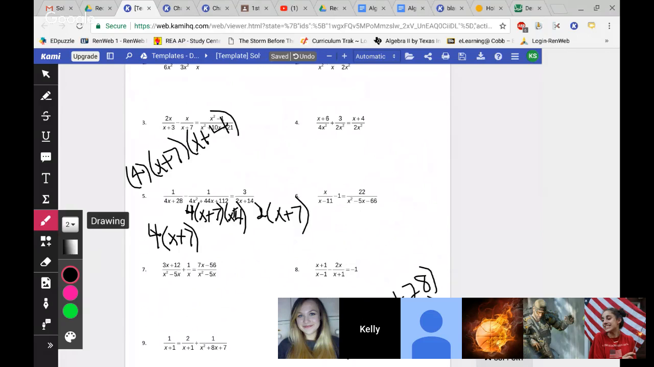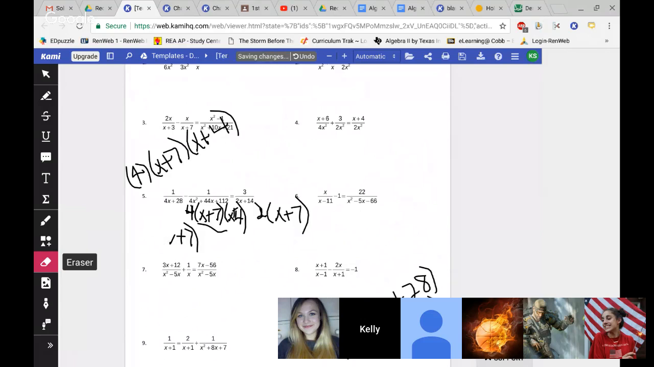This first one has a 4 and an x plus 7. That second one has the 4, the x plus 7, and x plus 4. And the last one has a 2, which is inside the 4, but it also has the x plus 7. Basically, everything has to be represented in the least common multiple or the greatest common factor. Nothing can be left out. Does that make sense? I think so. Okay.